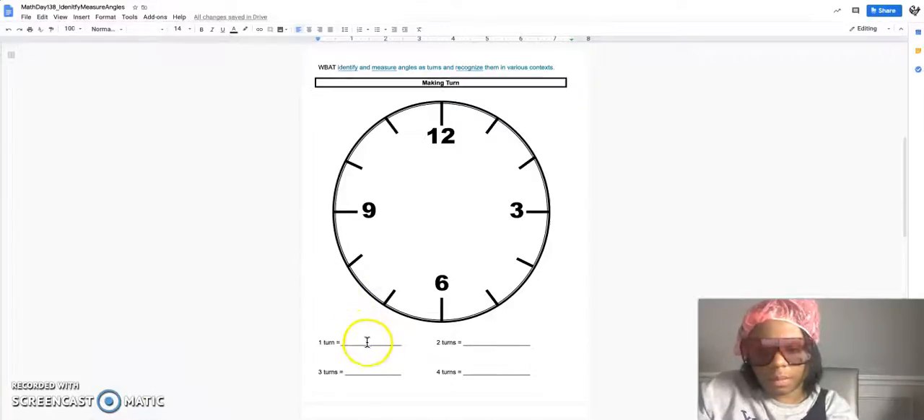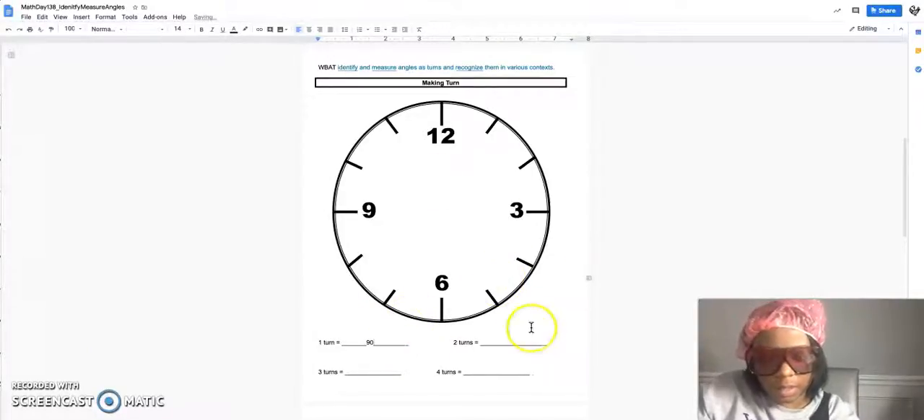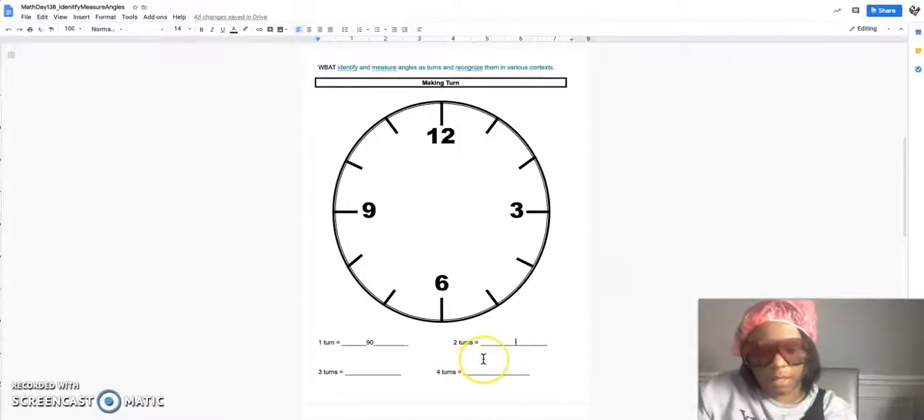So on our paper, we can write that the first turn is 90 degrees. The second turn is 180 degrees.